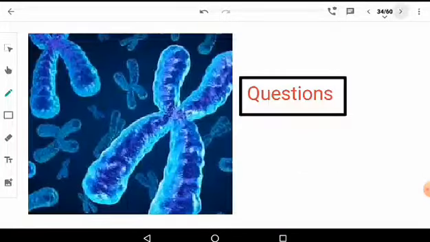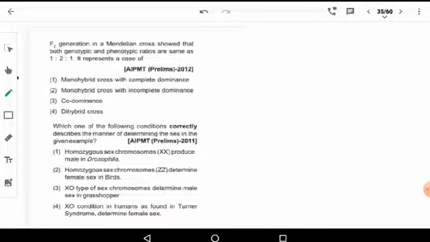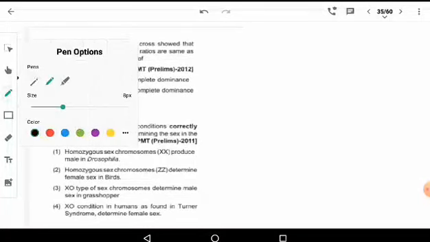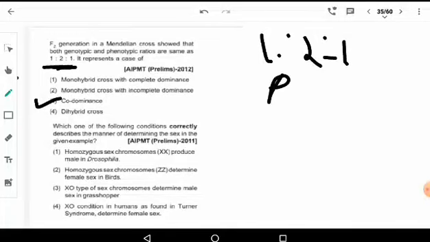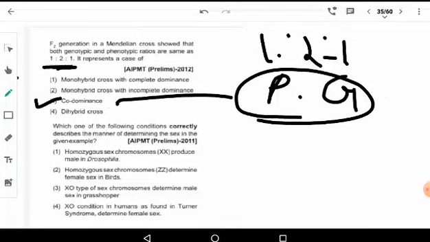Now let's do some questions related to this. First question, this is a revision from the previous class. The question says F2 generation in a Mendelian cross showed that both genotypic and phenotypic ratios are same as 1:2:1. And where does this come in? It can come in codominance, it can come in incomplete dominance, right? So 1:2:1 ratio is in the phenotypic ratio as well as the genotypic ratio in codominance.